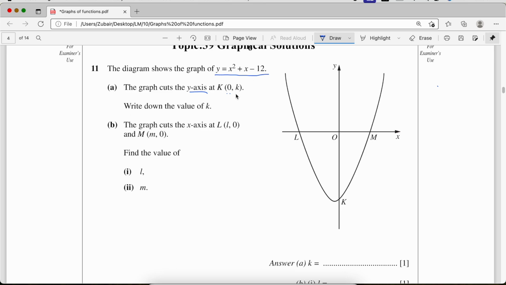I have the equation and I know that the value of x is 0. So y equals 0 squared plus 0 minus 12, and that's minus 12 in this case. So I know these coordinates, which are (0, -12).